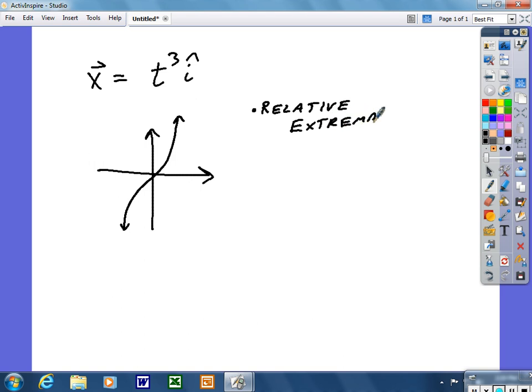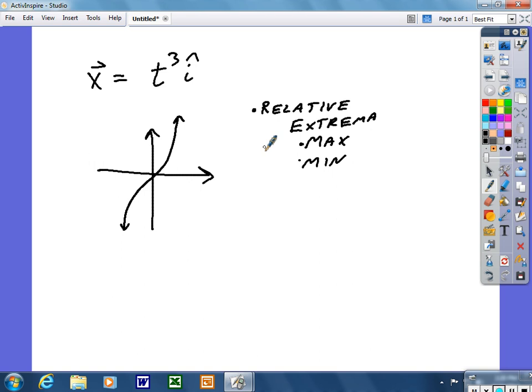Now, it's important that we identify points that are called relative extrema. Relative extrema are basically maximums and minimums, just a fancy way of saying it. In other words, we're going to be able to determine what the maximum speed is, what the maximum acceleration is, based entirely off of this graphing. I'll talk about how to find that momentarily.